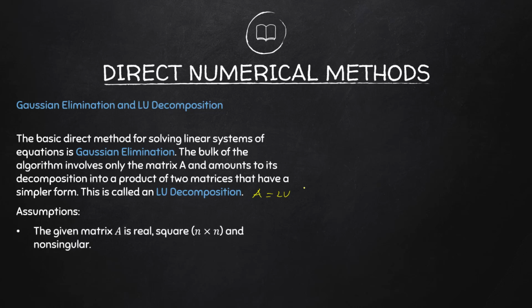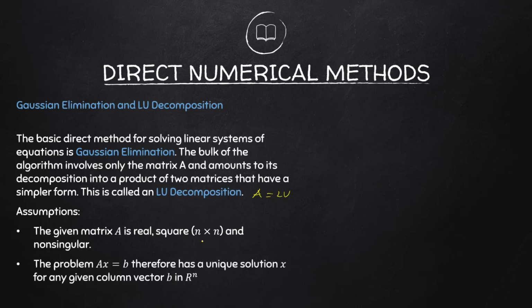So what are the assumptions for direct numerical methods? First, the given matrix A is real, square, or it has a size of n by n, and non-singular. The problem AX equal to B therefore has a unique solution X for any given column vector B in R raised to n. A square matrix is non-singular, for the first assumption, if and only if its determinant is non-zero.